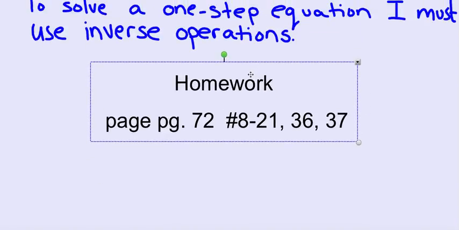And here is your homework. Your homework is page 72, 8 through 21, 36, and 37.